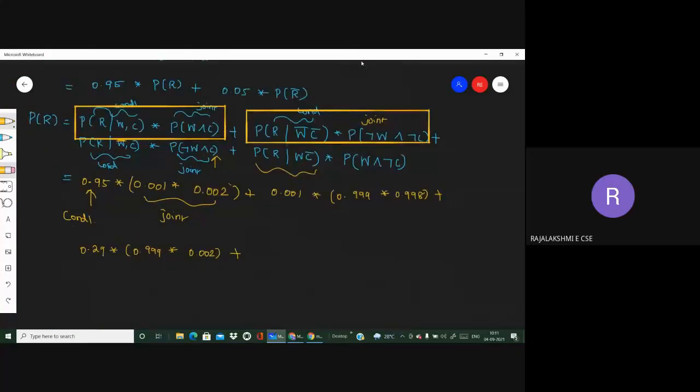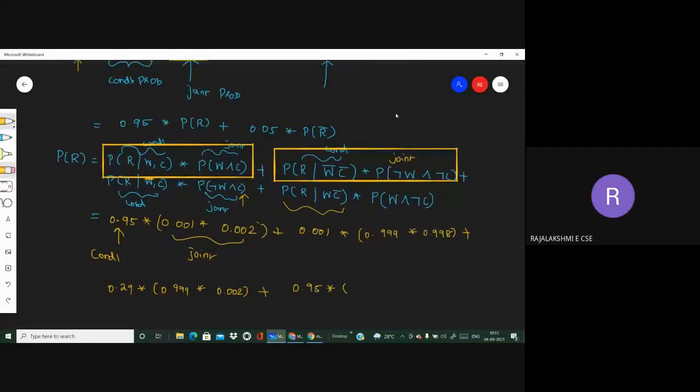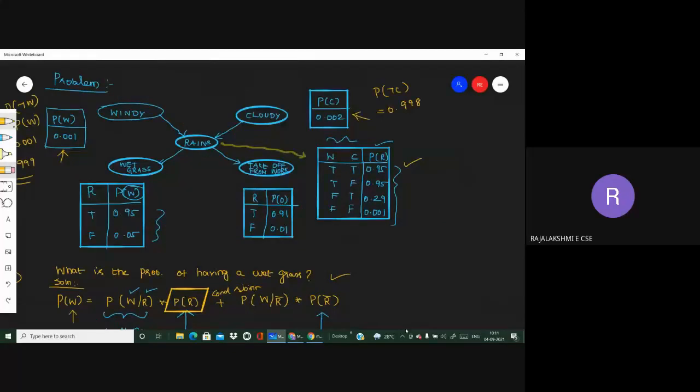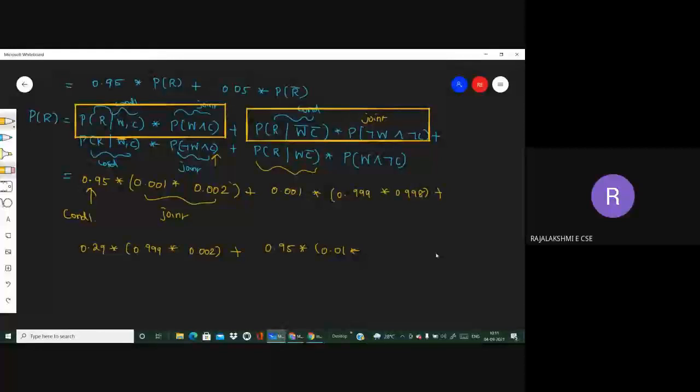0.95. So the conditional probability gives me 0.95, into what is the joint probability of wind and not cloud? What is the probability of wind? 0.001. Sorry, 0.001, into what is the not cloud probability? 0.998. Okay, so 0.998. Yes, right, ma'am.